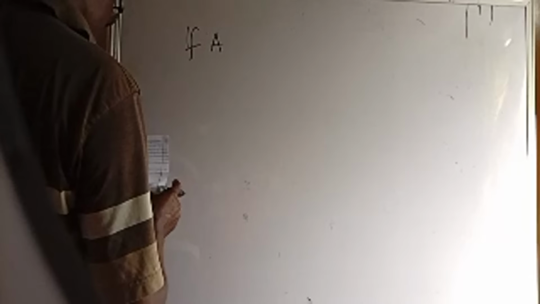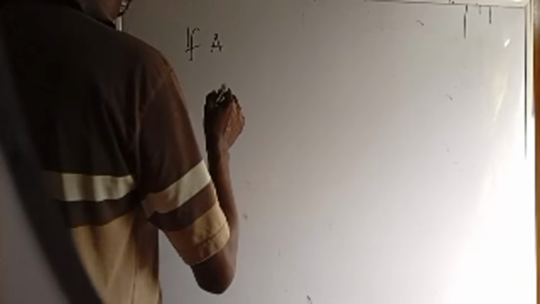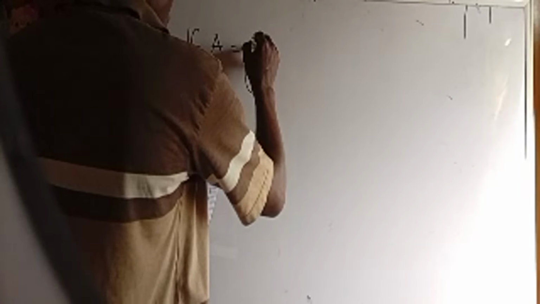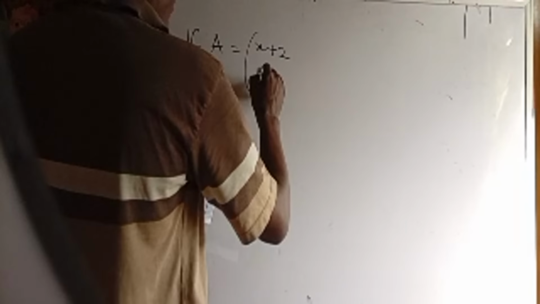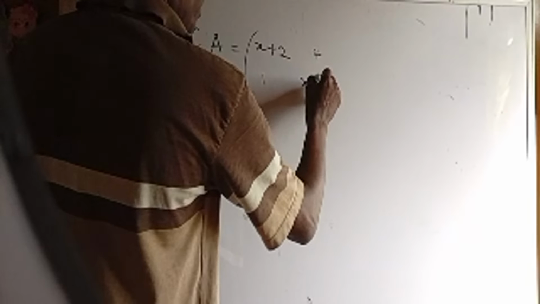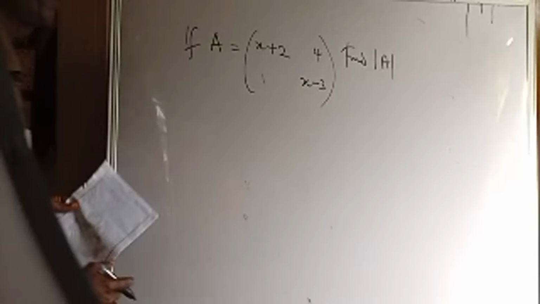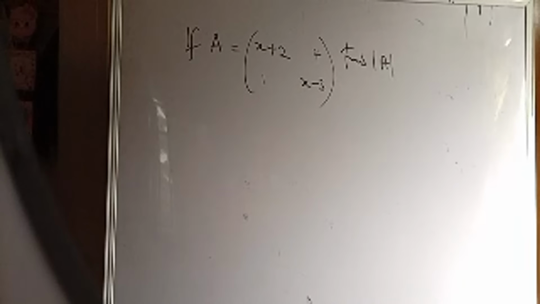Now we have dealt with determinant stuff. Let us try another similar or related question. Suppose matrix A is given as x plus 2, 1, 4, x minus 3. Find the determinant of A, just like what we did now, but this one is algebraic. This one is an algebraic expression.